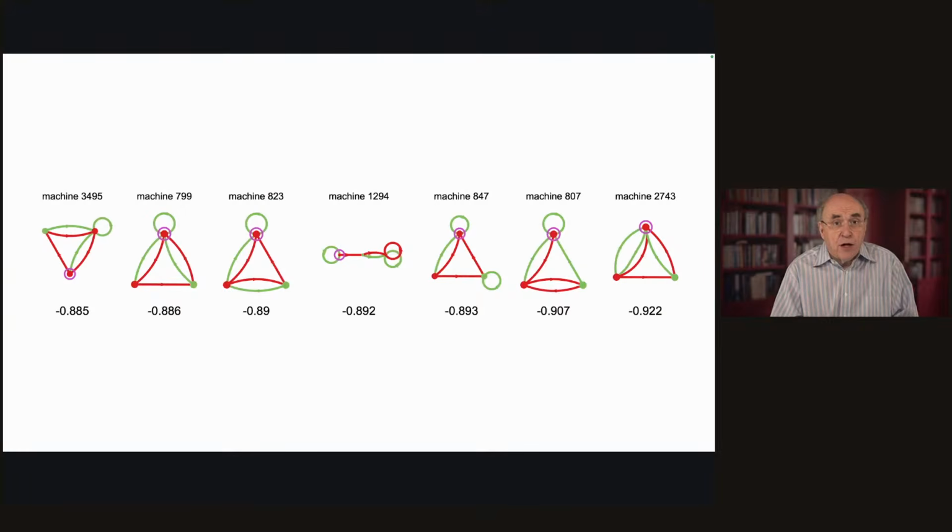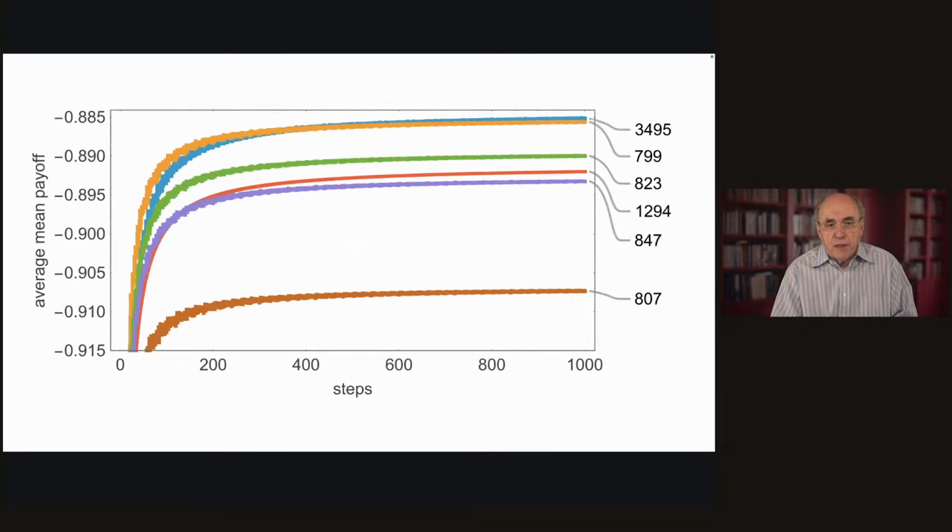But this ordering only emerges after more than 500 steps. And we see that here. This is kind of a bigger version of the picture we saw before for two-state machines playing two-state machines. This is now three-state machines.